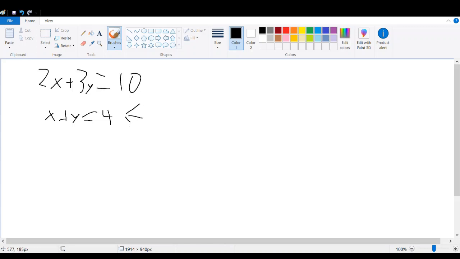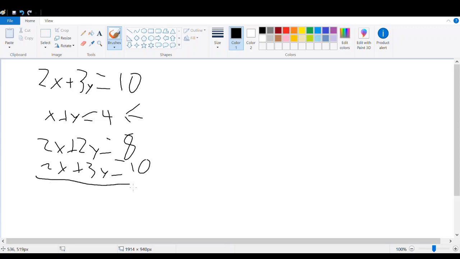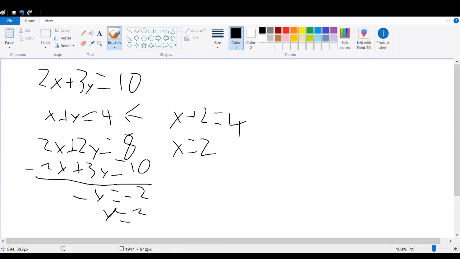So then I get, instead of this, I get 2x plus 2y equals 8, and 2x plus 3y equals 10. That's the same from above. And then I'm going to subtract them, or multiply the bottom by negative 1, then add them. And I get negative y equals negative 2, y equals 2. And plug this back into the second equation, actually, because that one's easier. X plus 2 equals 4, x equals 2, and that's our solution, 2, 2.